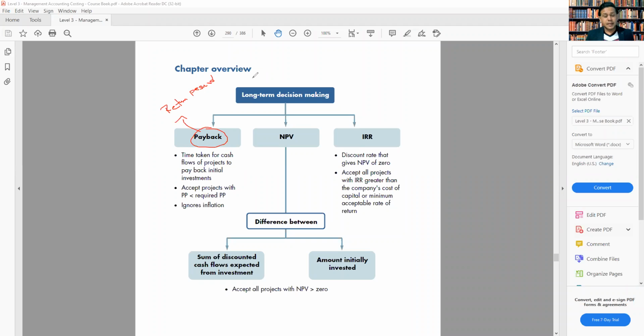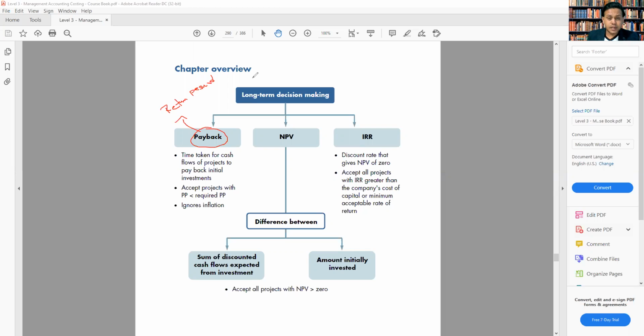Now remember, payback period. If the question asks what is the advantage and disadvantage of payback, you need to say payback is very easy to calculate and it shows us how quickly we can get our money back. But on the other hand, what is the biggest disadvantage of the payback period? The biggest disadvantage of the payback period is it never considers the time value of money.